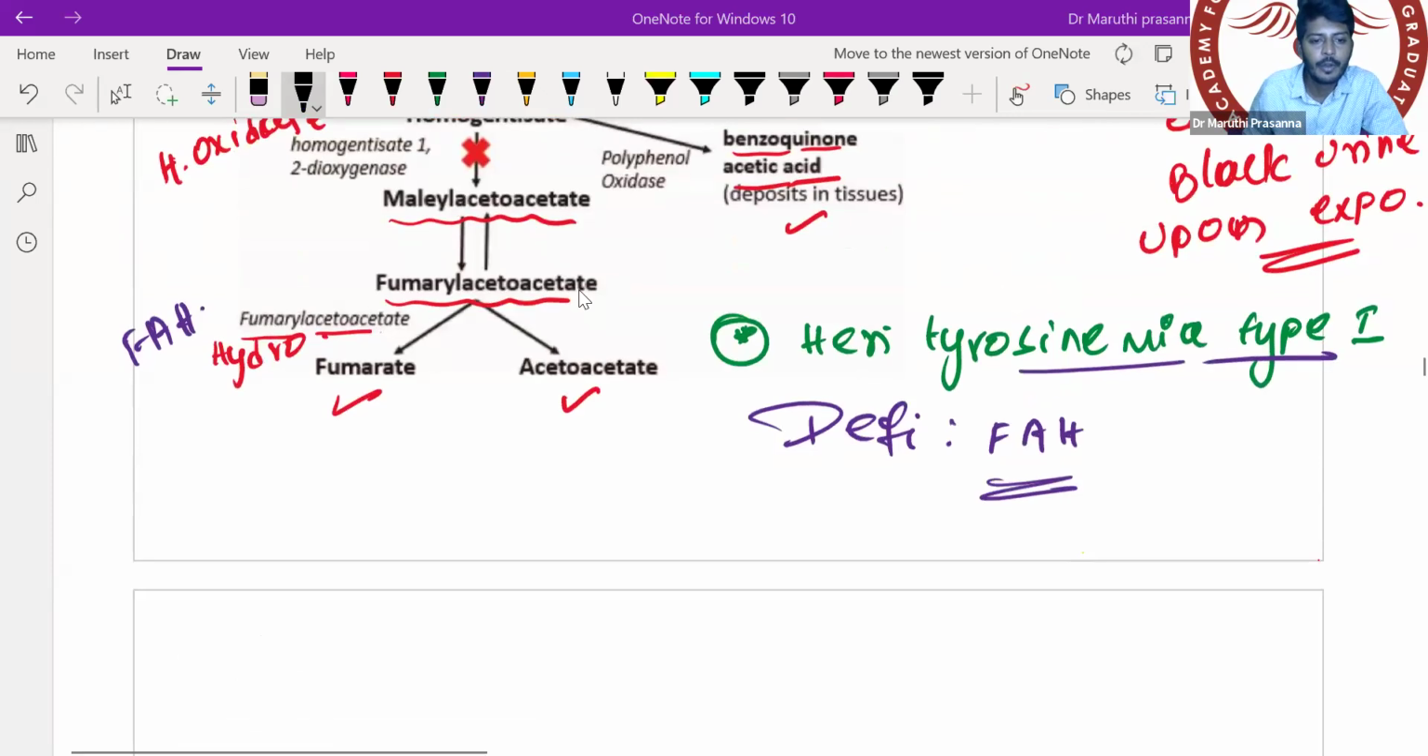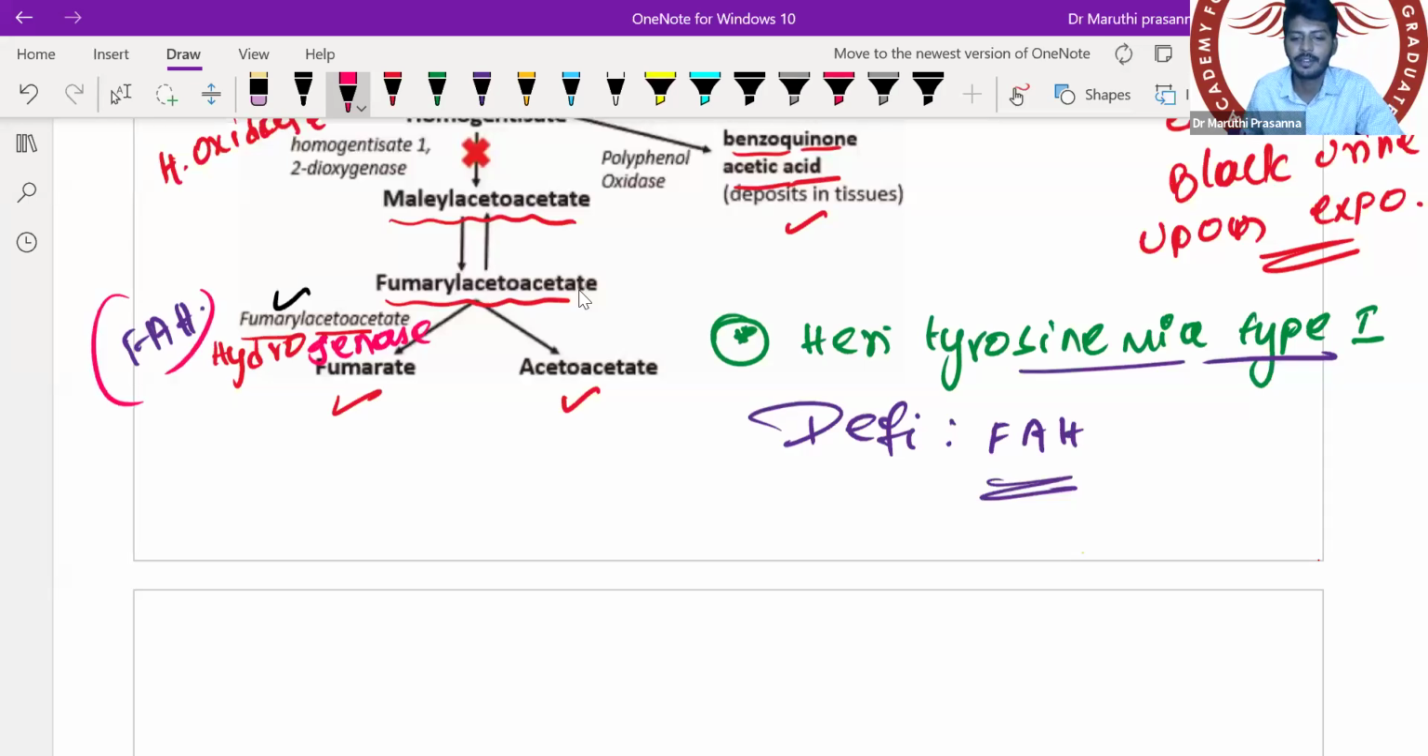FH full form. Fumaryl acetoacetate hydrolase. This is the short form called FH. Understood? Understood, Hemant? FH?